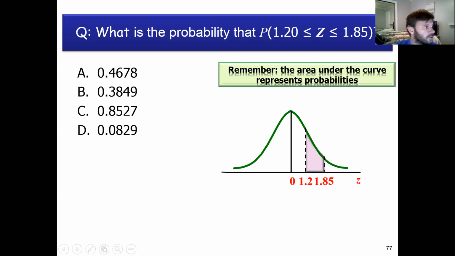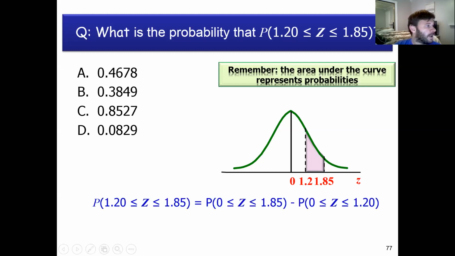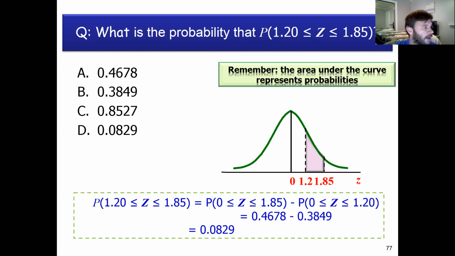Okay, so solution here. We're going to take the 1.85 table value, which is 0.4678, and we're going to subtract out the 1.2 table value, which is 0.3849. And the difference between those two areas corresponds to 8.29% probability, which is choice D. Okay, getting the hang of it.